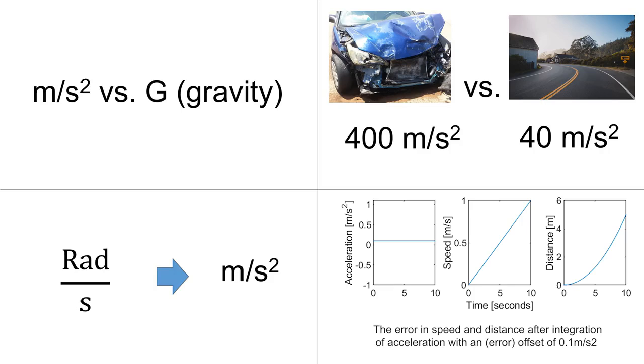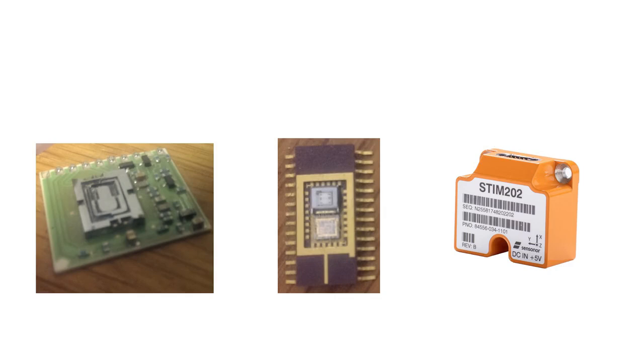Angular velocity can be misinterpreted as linear acceleration through centripetal acceleration. Be careful. Integrated acceleration is speed, which integrates to distance. However, a small offset or error in the acceleration produces large errors in speed and distance over time. Be careful. Angular rate sensors typically measure in radians per second, but degrees per second are sometimes used. Again, be careful with the units.